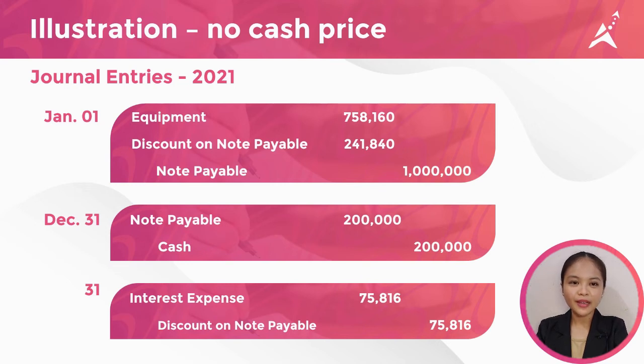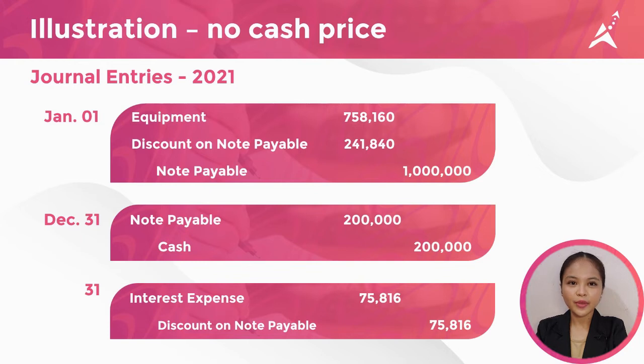For January 1, to record the acquisition of equipment, first, we will debit equipment for 758,160 pesos, which is the present value of 200,000 pesos installments. Next, we will debit discount on note payable as well for 241,840 pesos, which is the difference of the cost and present value of equipment. Lastly, we will credit note payable for 1 million pesos.